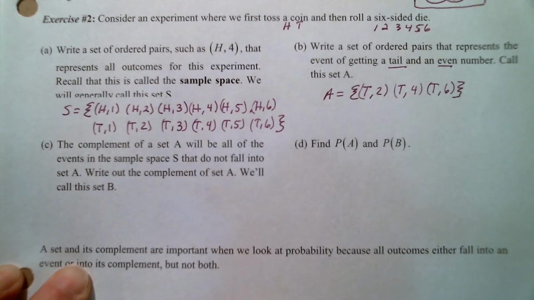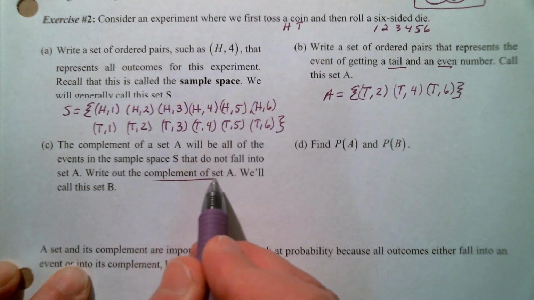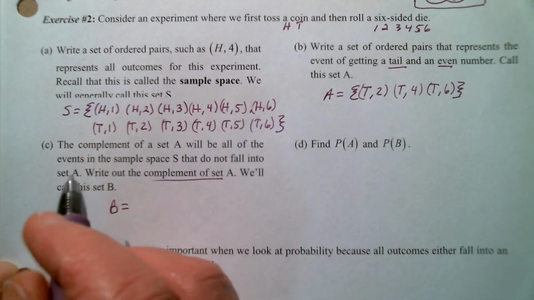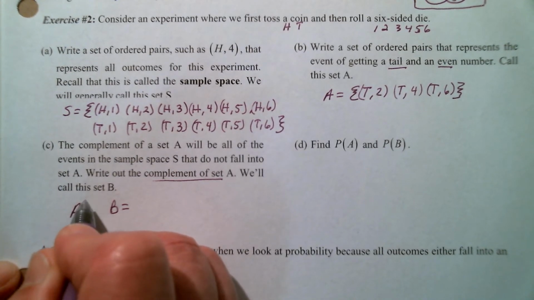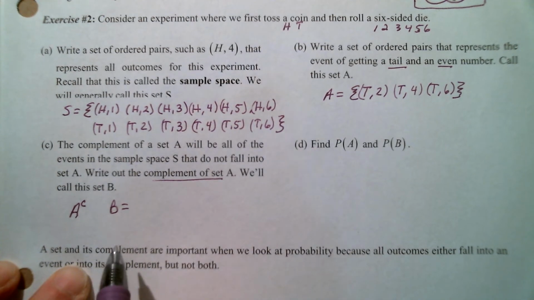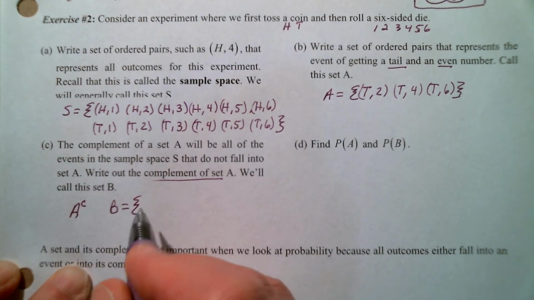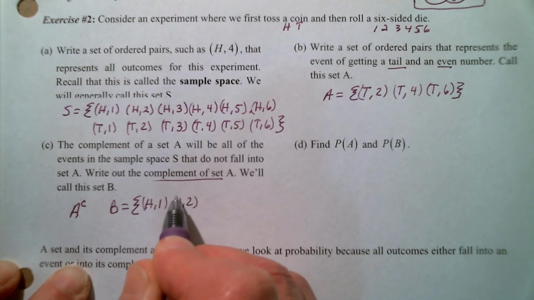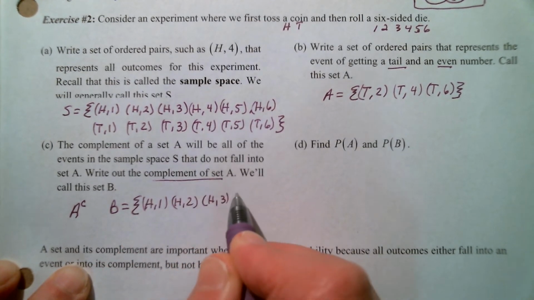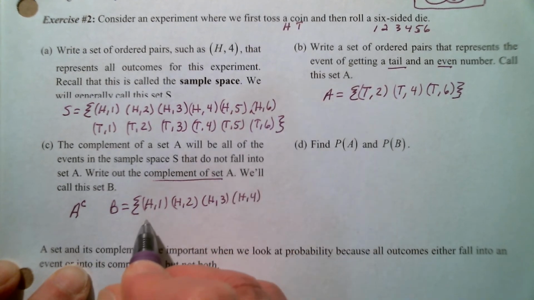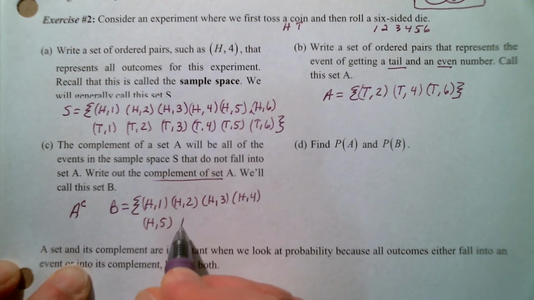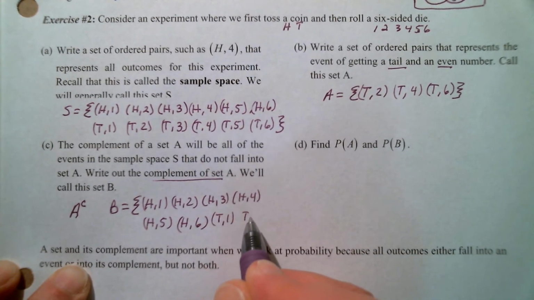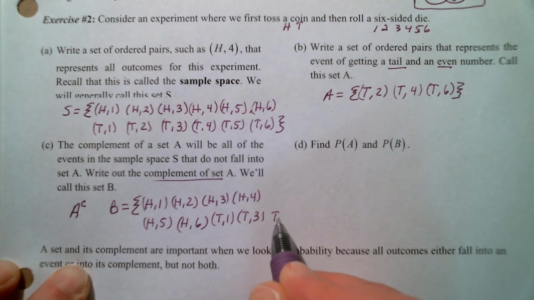So A complement, which is sometimes called the complement of set A, we're calling set B. So we're going to say B equals the complement of set A. You might see A with a raised C for A complement. We want all our H's and our T1, T3, and T5.